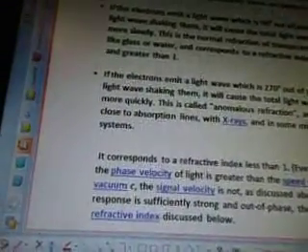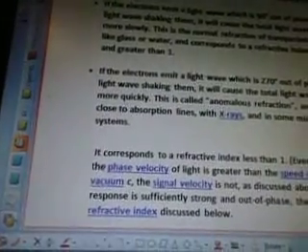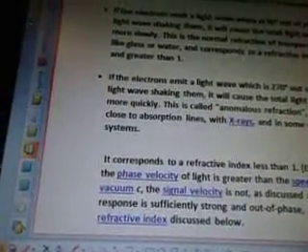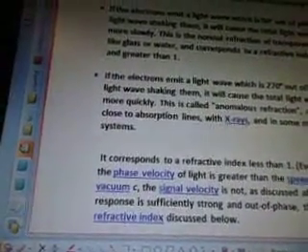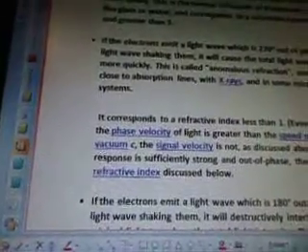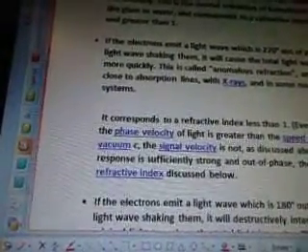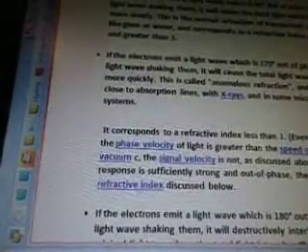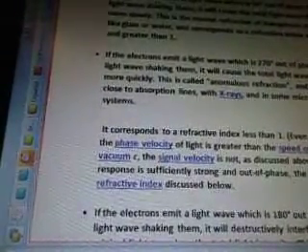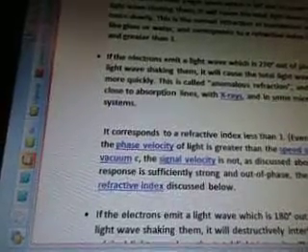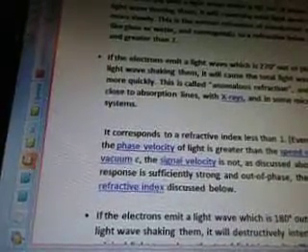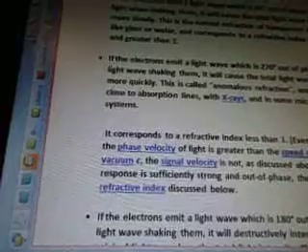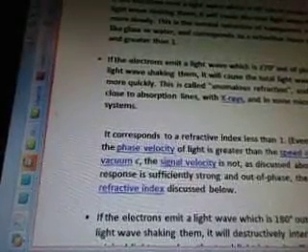This is the normal refraction of transparent materials like glass or water and corresponds to a refractive index which is real and greater than 1. If the electrons emit a light wave which is 270 degrees out of phase with the light wave shaking them, it will cause the total light wave to travel more quickly. There you go. That's how you get your neutrinos to travel quickly. This is called anomalous refraction. It's observed close to absorption lines, with X-rays, in some microwave systems.